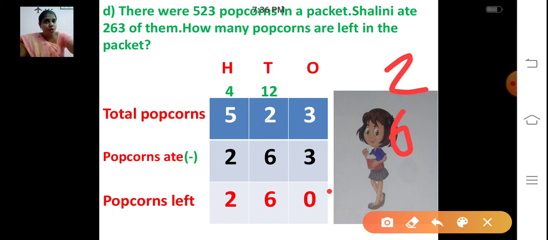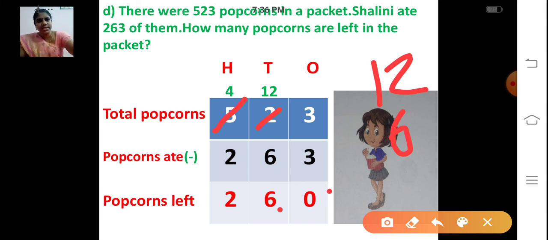So what do we have to do? Now we are going to borrow from the hundreds place. So 5 minus 1 is 4. My hundreds place will become 4 and my tens place will become 12. So 12 tens minus 6 tens. After 6: 7, 8, 9, 10, 11, 12. So 12 tens minus 6 tens is 6 tens.